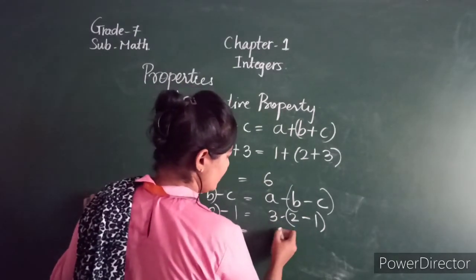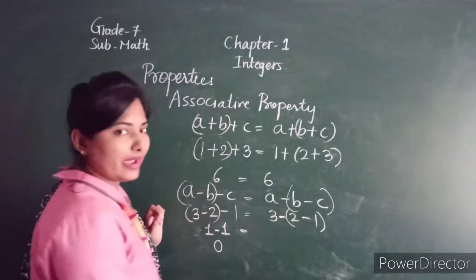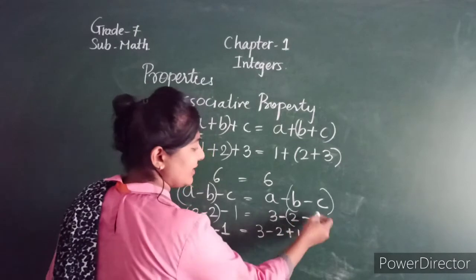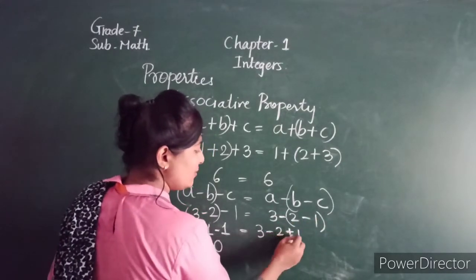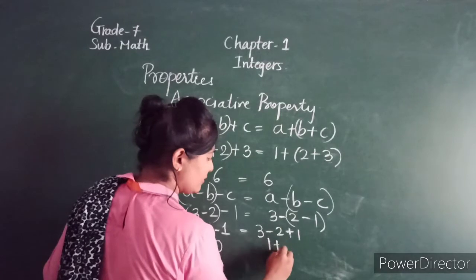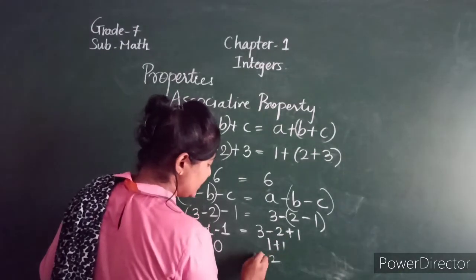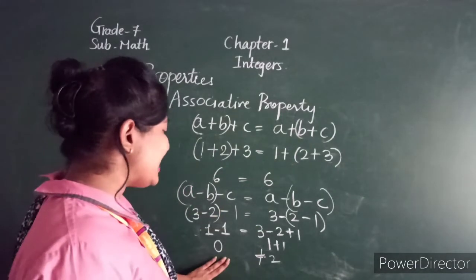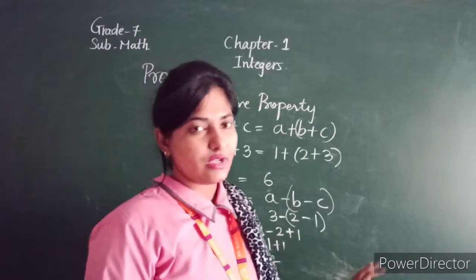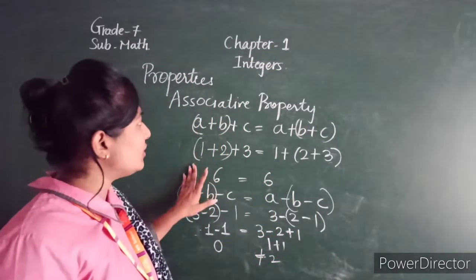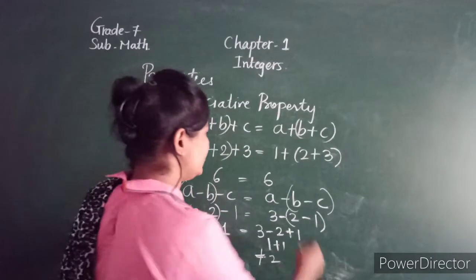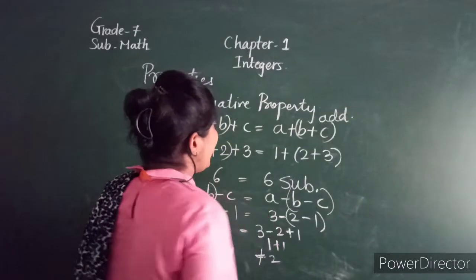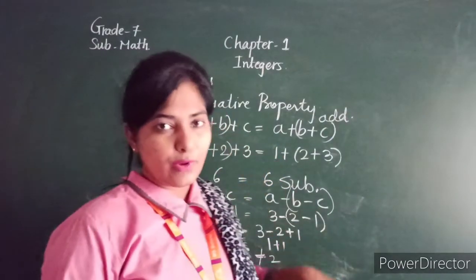On the other side, 3 minus the group 2 minus 1, but here minus is given before the bracket, so we have to change the sign. When we open the bracket, we have to change the sign inside the bracket. So 3 minus 2 plus 1. 3 minus 2 is 1, plus 1 is 2, which is not equal to 0. Here both are not equal, so LHS is not equal to RHS. So subtraction is not associative, and addition is associative.